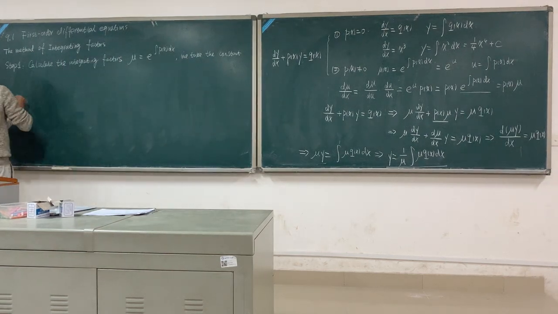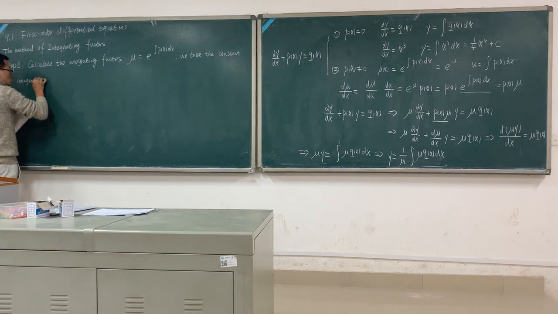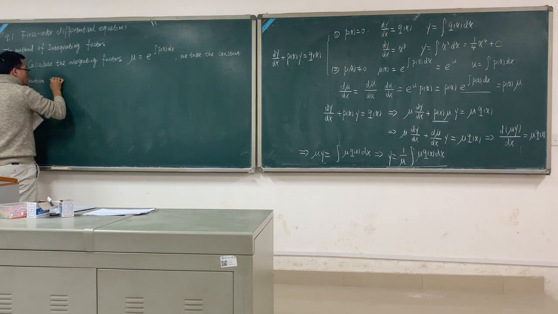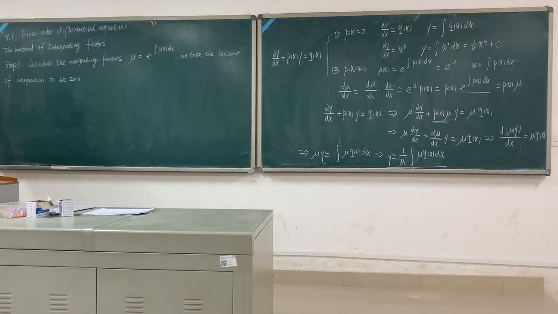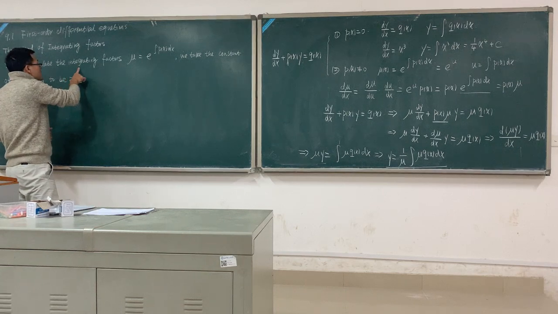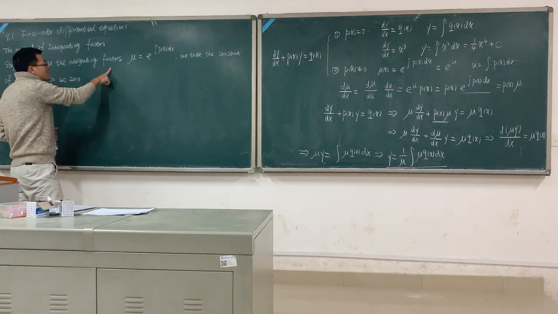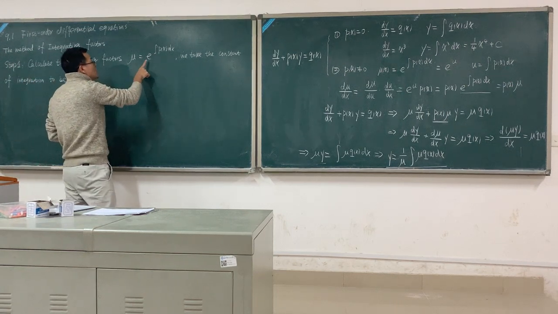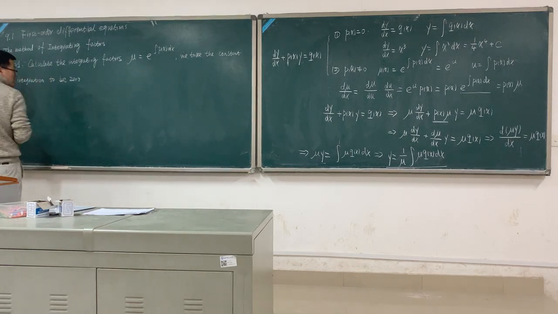Integration to be 0. So this is the first step. The first step is you need to calculate the integrating factor mu, equal to e to the power of the antiderivative of p(x). So this is the first step.